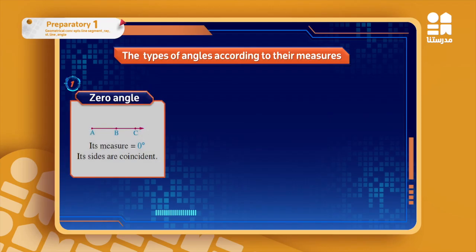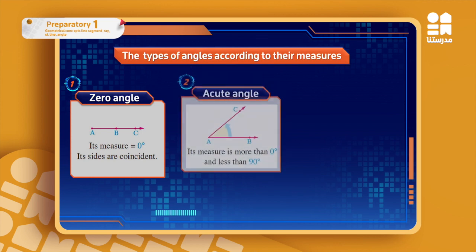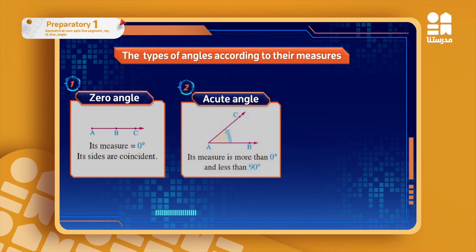Now we have a new concept related to types of angles according to their measures. The first one, zero angle. Zero angle means its measure equals 0. The second, acute angle, and its measure is more than 0 and less than 90. From its name, acute means small, okay?